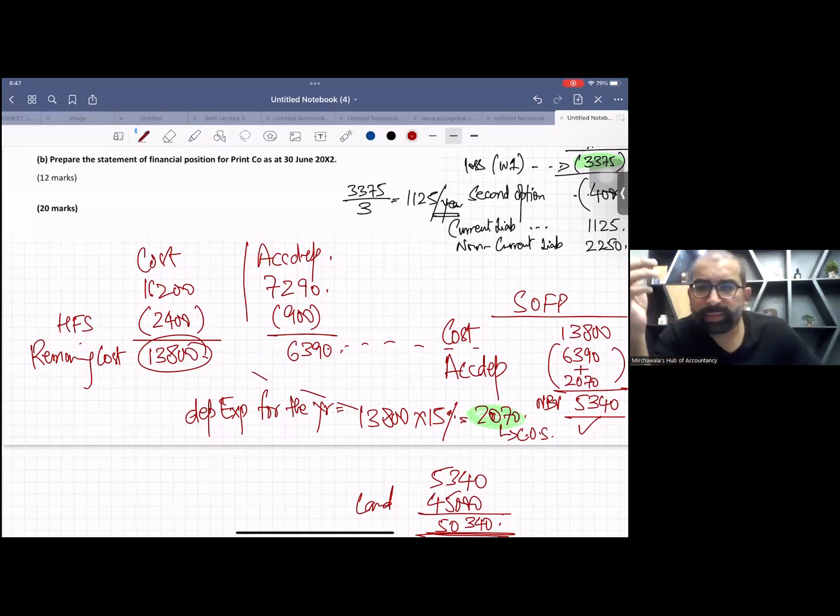Now, the good news is the tax adjustment is nothing in this question. No current tax, no deferred tax, nothing. Just one piece of cake.